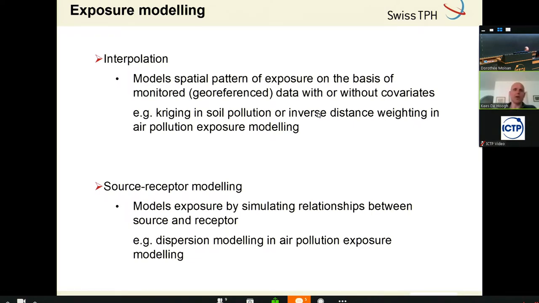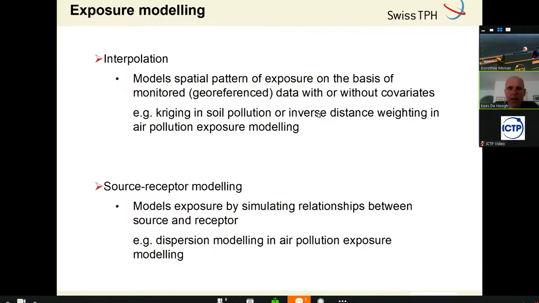So let's go to exposure modeling, because what I said before, it's very difficult to measure these things and to do these assessments at the individual level. What we normally have to do is model for a whole population. Broadly speaking, there are two ways of applying this exposure model. We have an interpolation technique, which takes advantage of measured values in the environment, because we measure at certain points, but we are interested in the concentrations or the exposures everywhere, not only where we measure. So we have to do some interpolation.